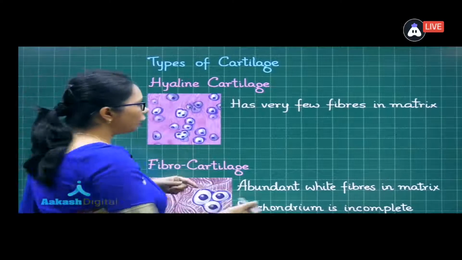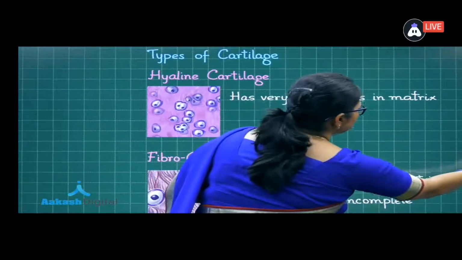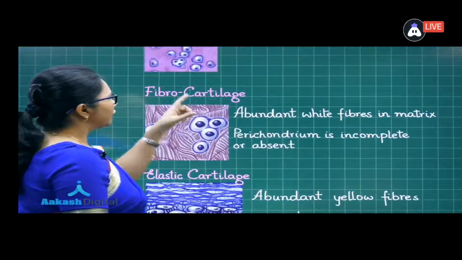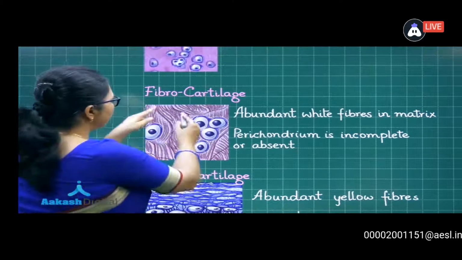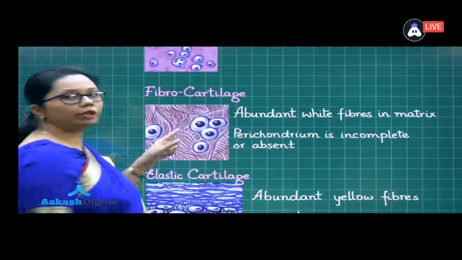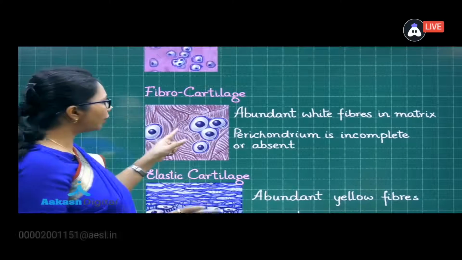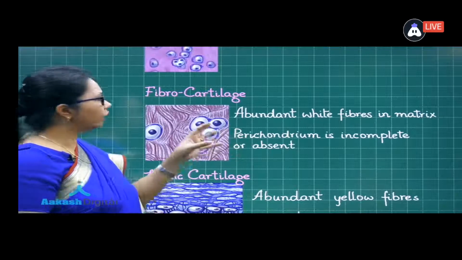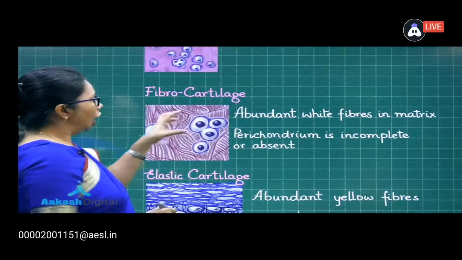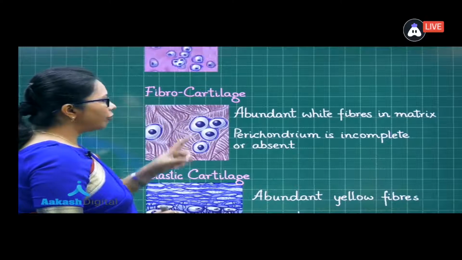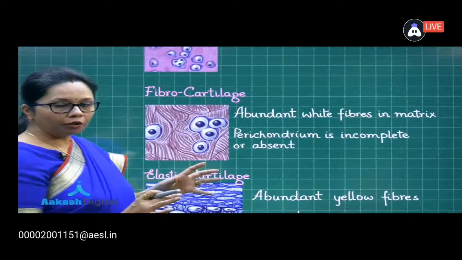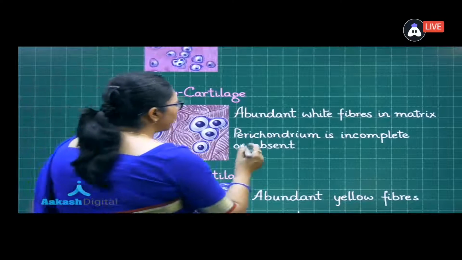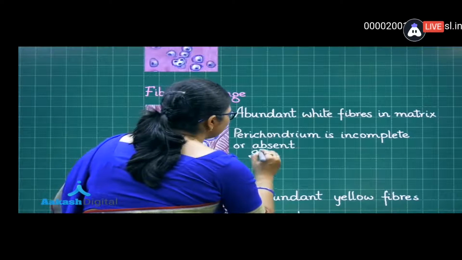Then the other one, fibrocartilage, also called the white fibrocartilage. It is so called because in its matrix there are abundant white fibers. Here the perichondrium is also incomplete or absent. Because of this, white fibrocartilage is very strong, but at the same time the flexibility is reduced. So it is the strongest cartilage.